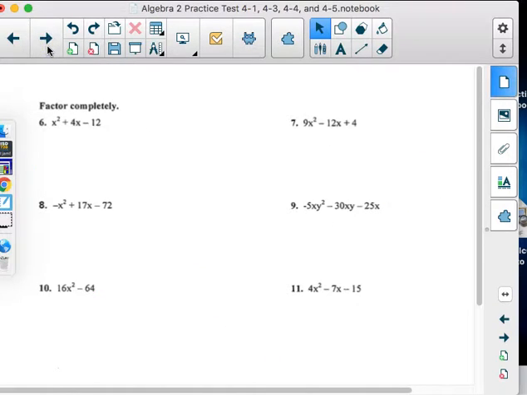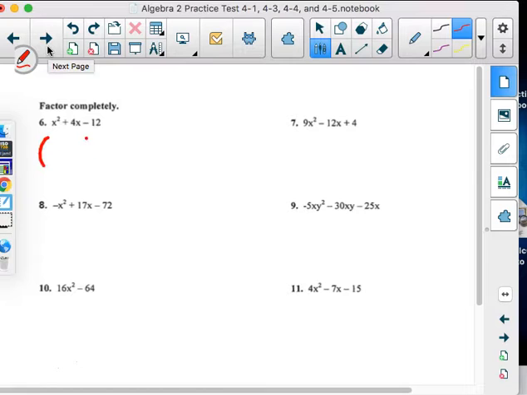Now we get to the things that'll go a little faster in most cases, and that would be the problems where we're just factoring. So I look at number 6 and I think, is there a greatest common monomial factor? The answer is no. Is this a perfect square trinomial? No, negative 12 is not a perfect square, but maybe I can use some good old-fashioned factoring and find two numbers that multiply to negative 12 and add to 4. And sure enough, plus 6 and minus 2.